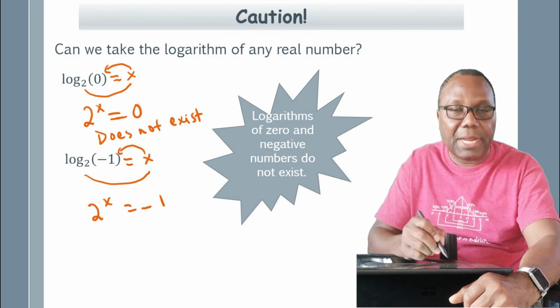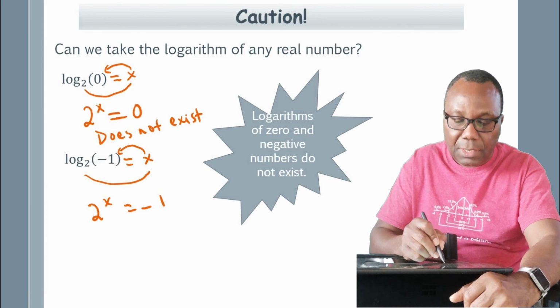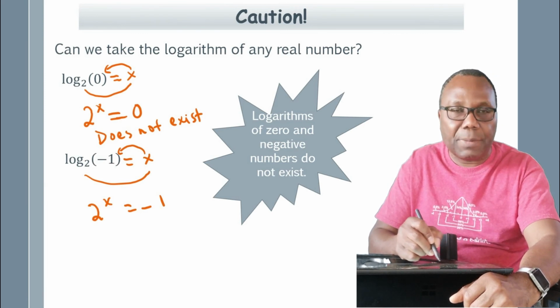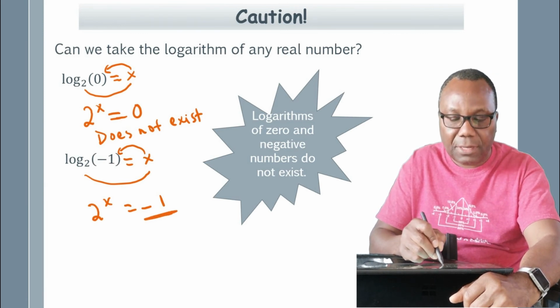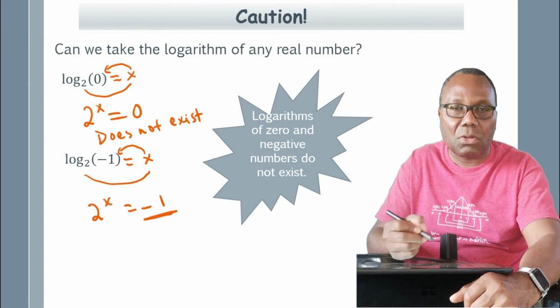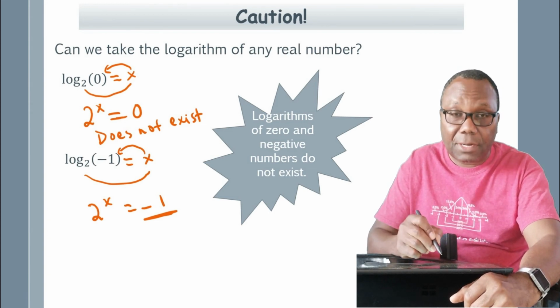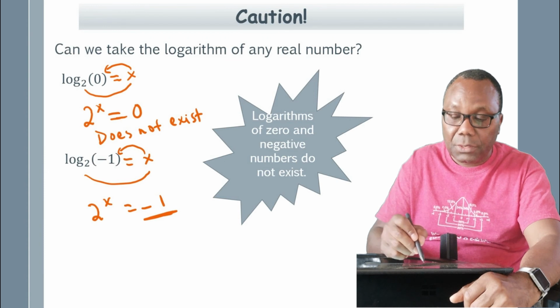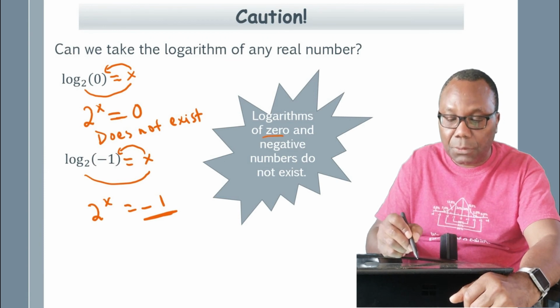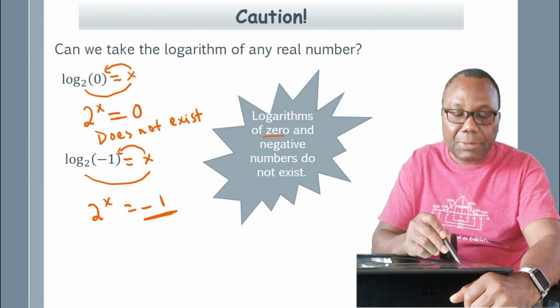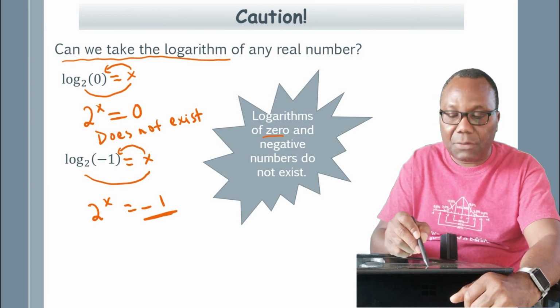If you tried any other negative number, like trying to find a number to raise 2 to, it's not possible. So in general, it is not possible to take the logarithm of 0 or of negative numbers.